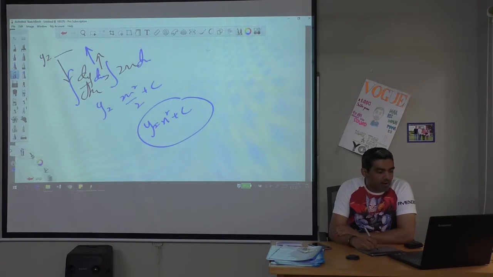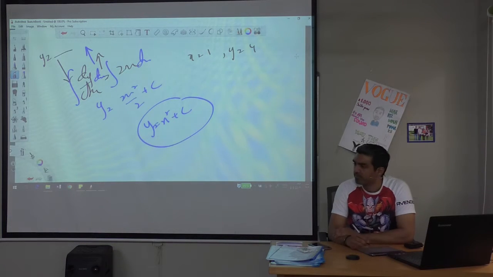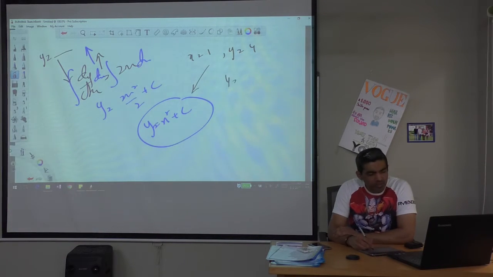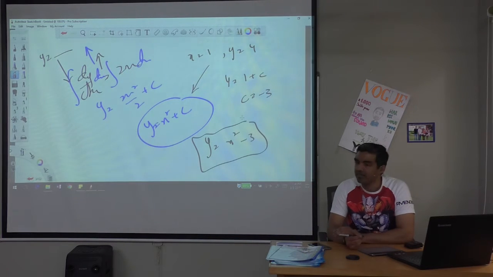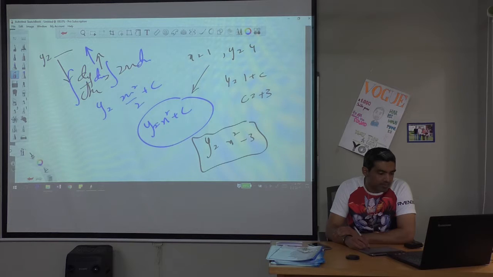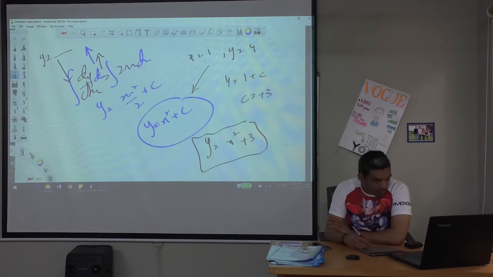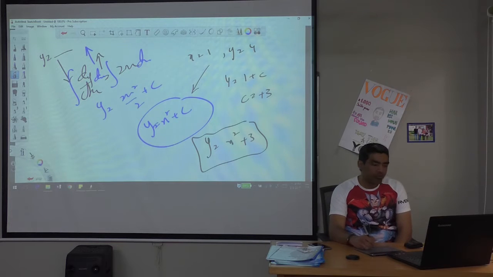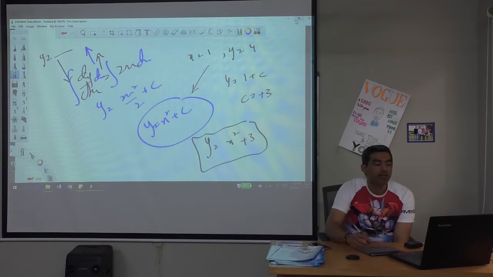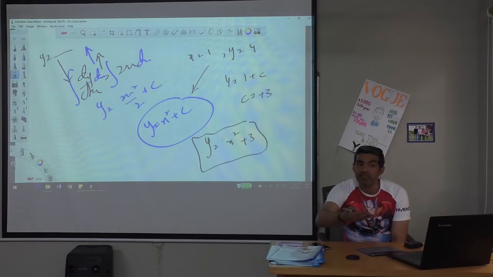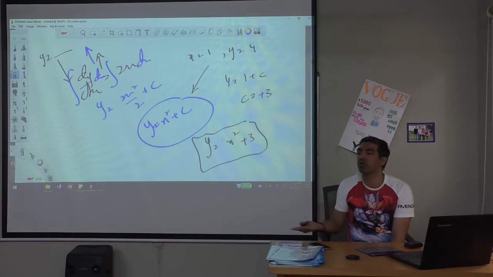Now if I say when x is 1, y is equal to 4, let's say. Then you plug these values in, you'll say, okay, fine, so 4 is equal to 1 squared plus c, so c is equal to 3, which means the answer is y equals x squared plus 3. Now you've done this at a very simple level, even in integration in P1. But we didn't recognize it with the perspective of solving a differential equation. So basically you've solved a differential equation.